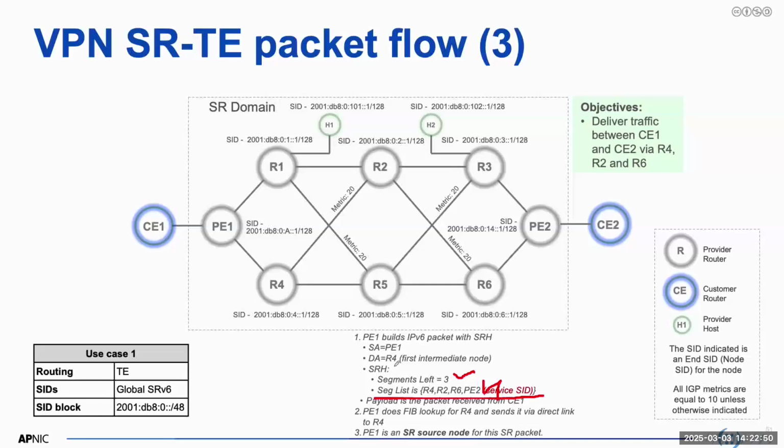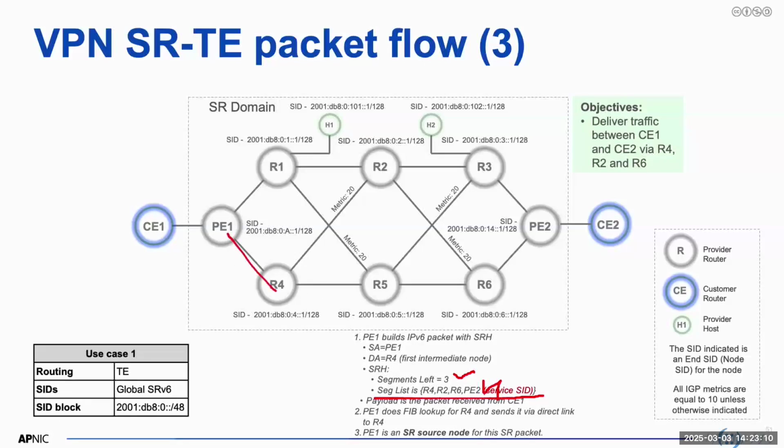So it will build the segment routing header, and what is the first node that needs to be put in the destination address? It is R4. So R4 will be put into the destination address field. Then it will look up R4 and forward the packet towards R4.